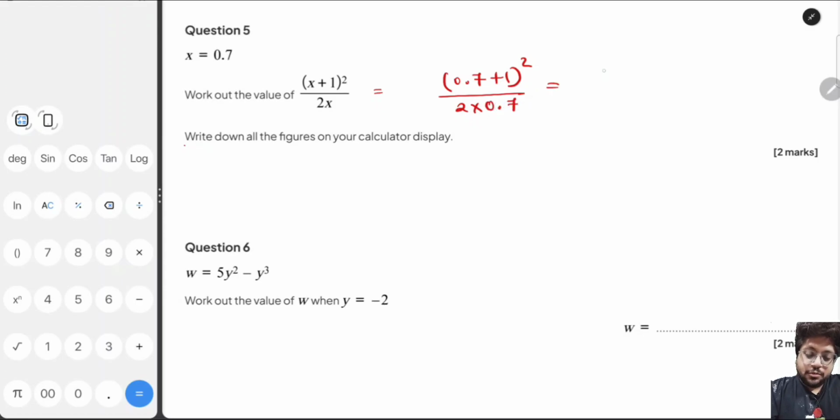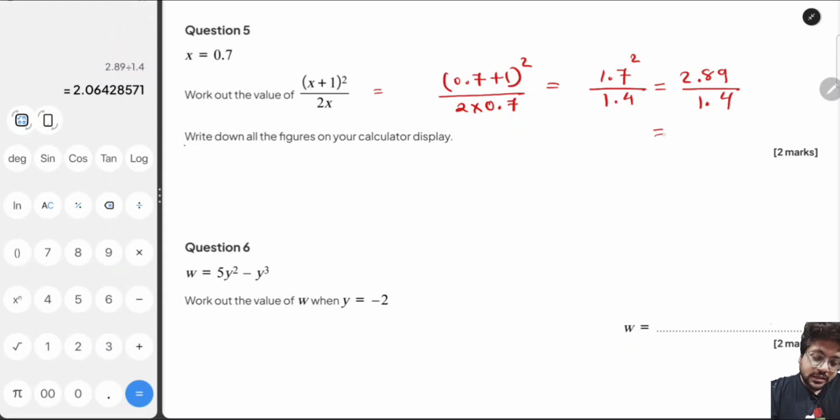Now 1 plus 0.7 is 1.7, so it's 1.7 square, and 2 times 0.7, you can do it in the calculator also. It's simply 2 times 7 is 14, so it will be 1.4. So this is 1.7 square, which I can do in the calculator to get the value 2.89 divided by 1.4. Let's divide 2.89 by 1.4.